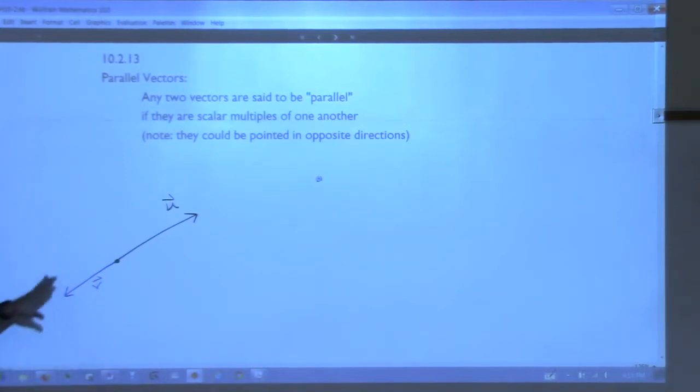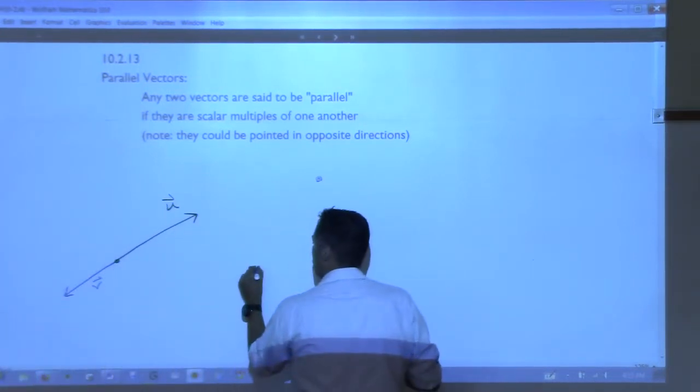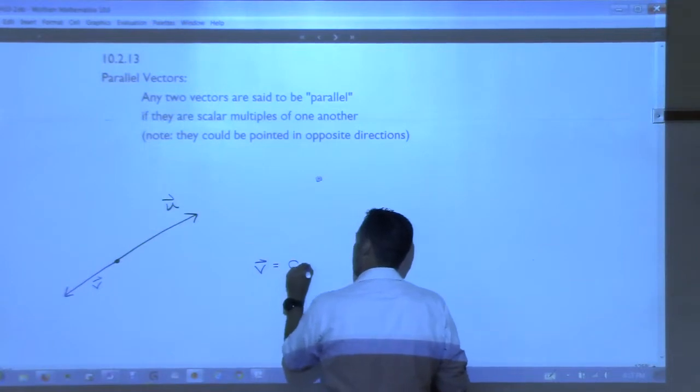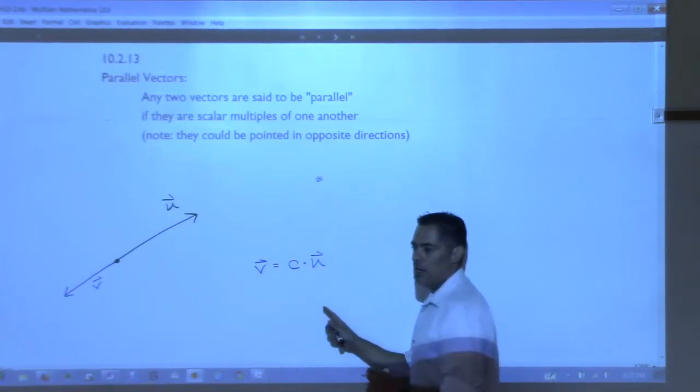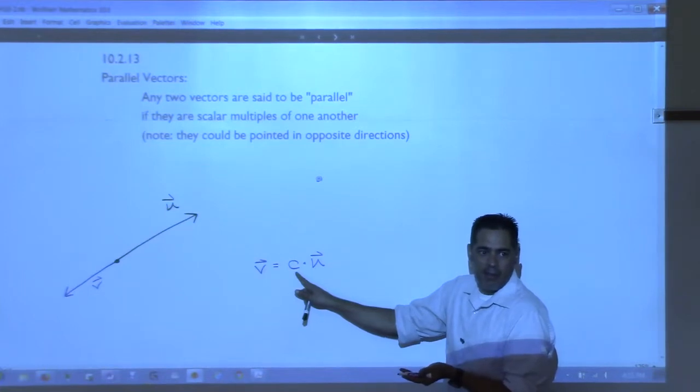So these two vectors are parallel. Now I don't know what the number is. See, what I'm telling you is this. v is some scalar multiple of u. And all I know right now, just visually, is that c has to be negative for this to work.